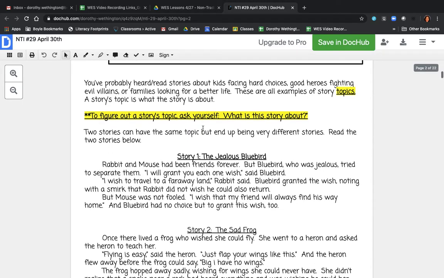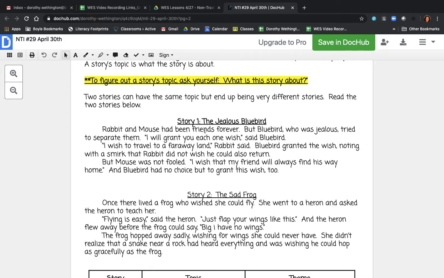Read the two stories below. Story 1, The Jealous Bluebird. Rabbit and Mouse had been friends forever, but Bluebird, who was jealous, tried to separate them. "I will grant you each one wish," said Bluebird. "I wish to travel to a faraway land," Rabbit said, and Bluebird granted the wish, noting with a smirk that Rabbit did not wish he could also return. But Mouse was not fooled. "I wish that my friend will always find his way home," and Bluebird had no choice but to grant this wish too.